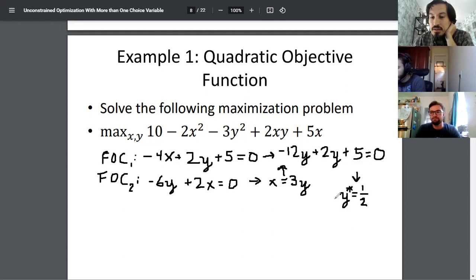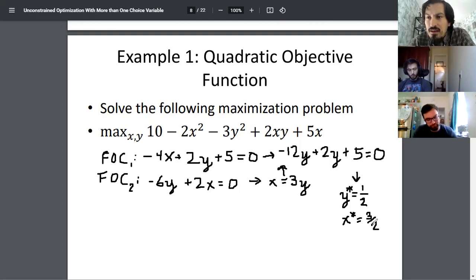Okay, well, what about x star? X star should just be equal to 3 times y, or 3 times y star, which is, I think, 3/2, isn't it? So what do we have? We have a potential solution. I'm not going to say it's a solution. I'm going to say it's a potential solution to this problem.